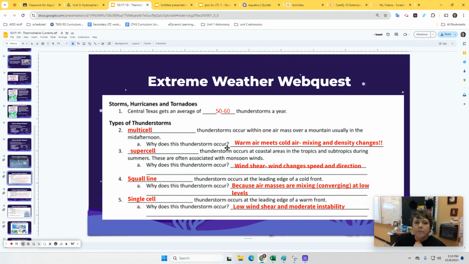Warm air meets cold air. So in a multi-cell thunderstorm, it doesn't always happen over a mountain, but it's whenever warm air mixes with cold air. It happens here when we get like some cold air from Canada in the winter, and it mixes with like warmer air from the Gulf.